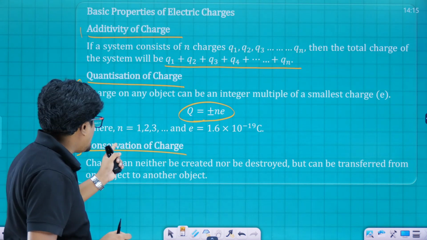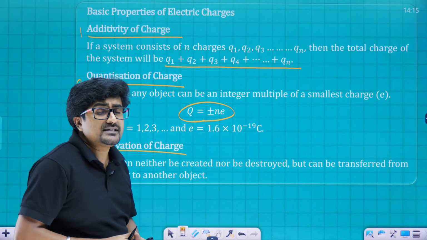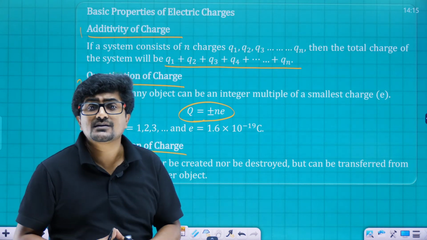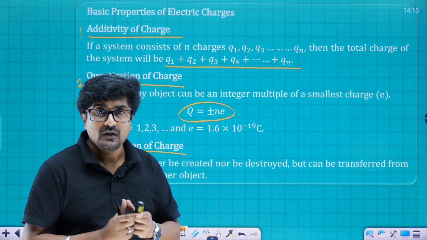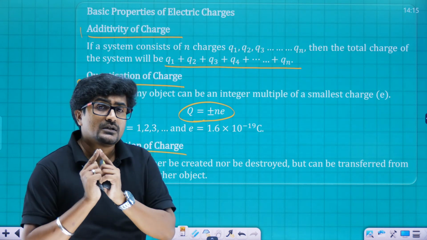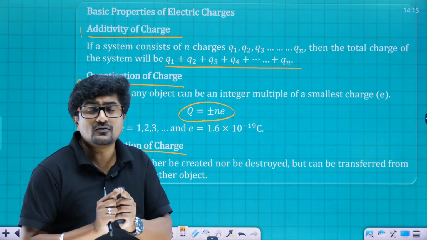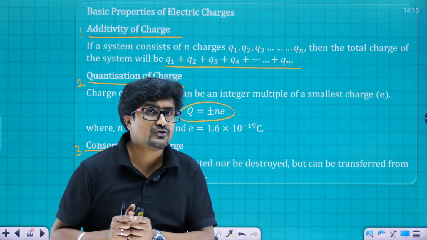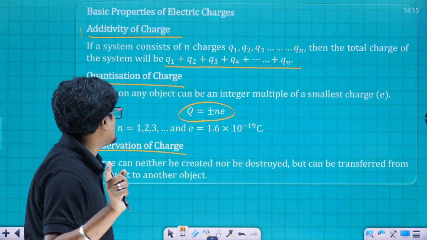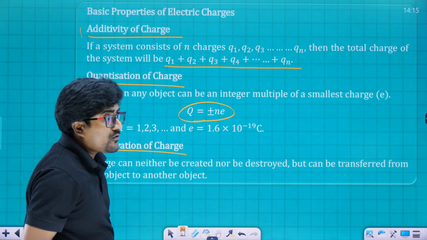And comes the third one, that is conservation of charge. Basically it says that if your system is an isolated one, the total charge remains constant. In other words, you cannot create any electric charge or you cannot destroy any electric charge. So that was the basic properties of electric charges.